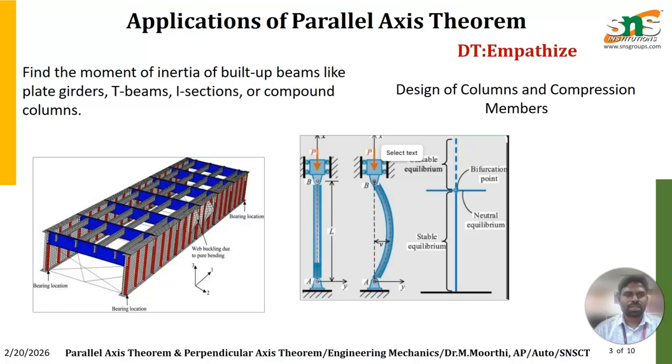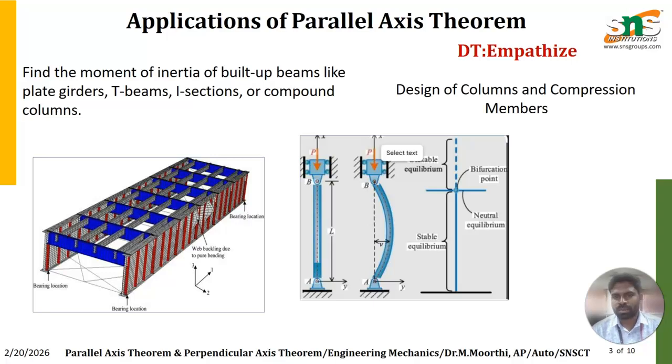First, we can find the moment of inertia of built-up beams like plate girders, T beams, I sections and compound columns. With the parallel axis theorem formula, we can easily find the moment of inertia about any kind of section, whether a T section, I section, L-shaped section or Z-shaped section, or a compound figure. A compound figure means a combination of multiple sections joined to give a composite structure, and we can easily find its moment of inertia by the parallel axis theorem.